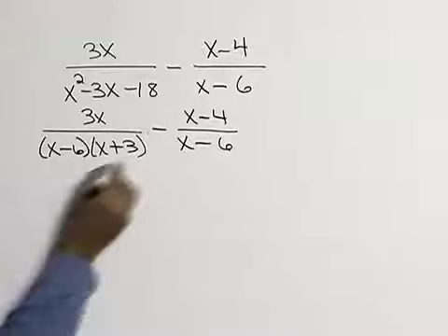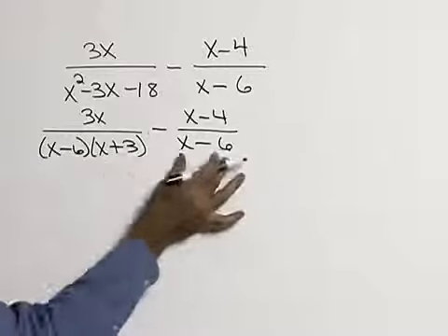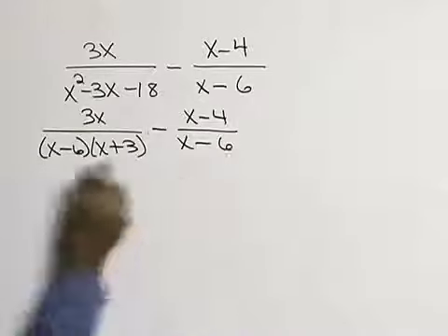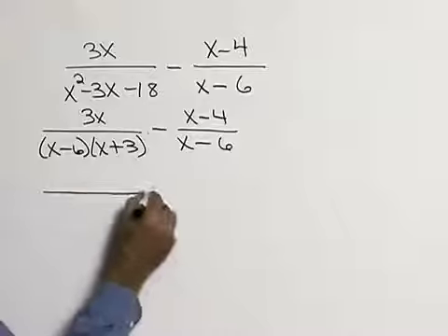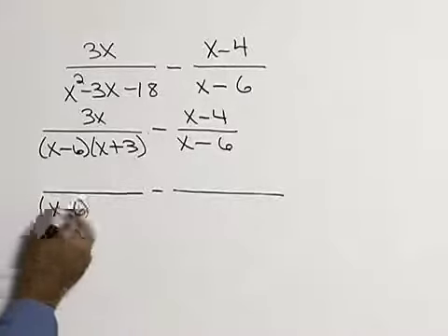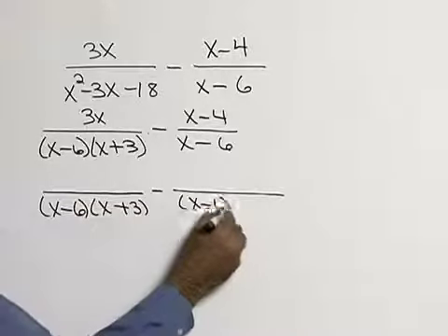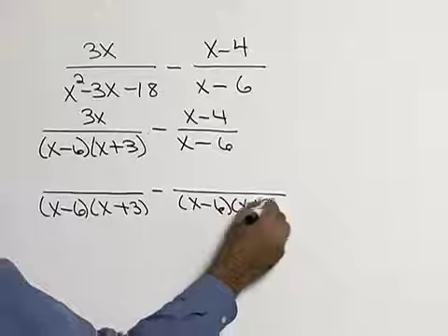Now, what's our common denominator going to be? Well, it has to have an x and an x plus 3 in it, and from this fraction it needs to have an x minus 6. So our common denominator will simply be the first fraction's denominator of x minus 6 times x plus 3. X minus 6 times x plus 3.